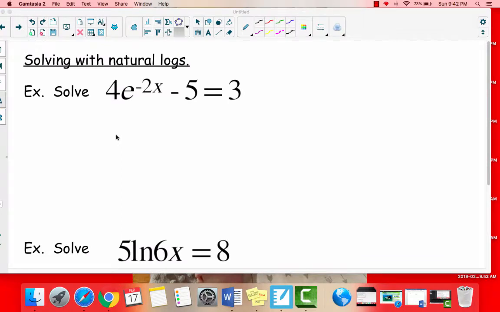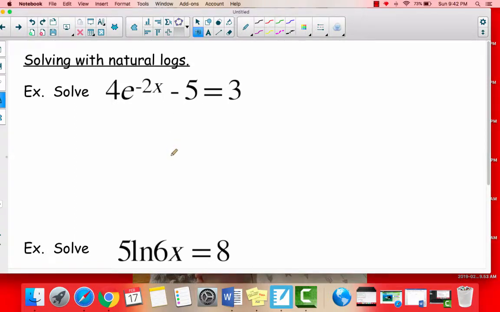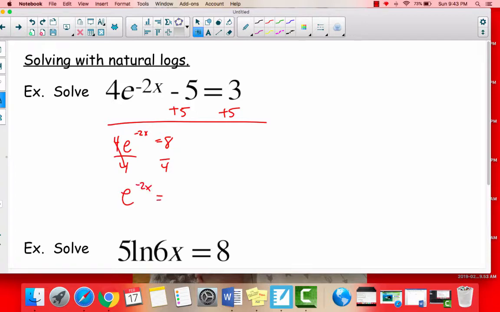We're going to go ahead and jump into some examples where you're going to use those natural logs to solve functions. The first example says solve 4 times e to the negative 2x minus 5 equals 3. You're going to solve this just like you would any other function, and that's to get the x portion of this problem on its own. So to do that, we're going to add 5 to both sides. And when we do that, we get 4e to the negative 2x is equal to 8. Then I'm going to divide by 4 on both sides. And that's going to get us e to the negative 2x equals 2.